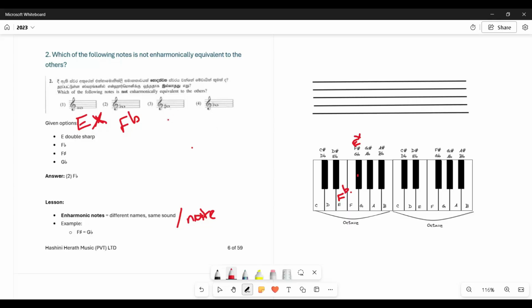Now this one is F sharp. F sharp is actually E double sharp as well. Those two are the same thing. Okay, so this is F sharp, this is E double sharp, and this is G flat. G flat is also the same note, this note here. So the answer is the one that is not enharmonically equivalent, which means it's F flat. So answer is 2, F flat.